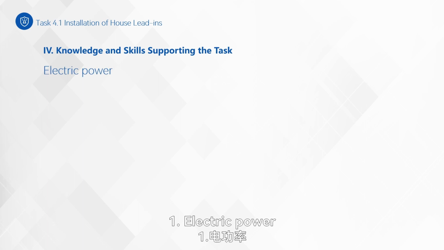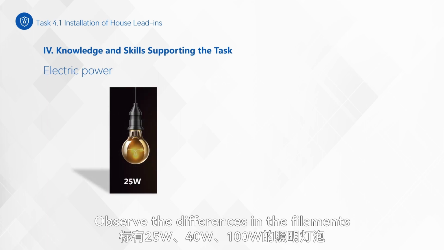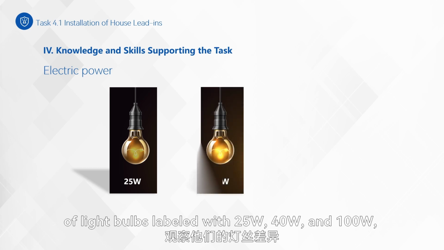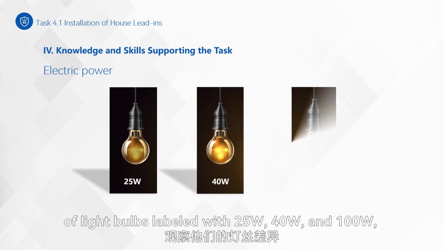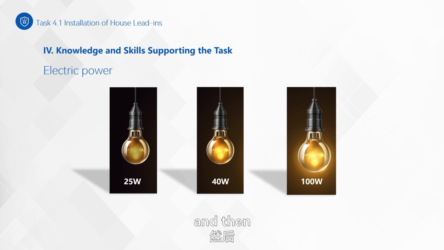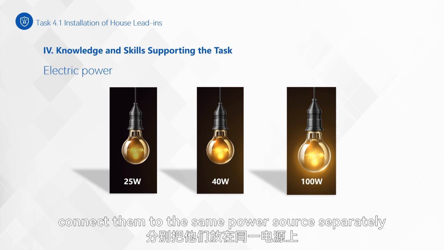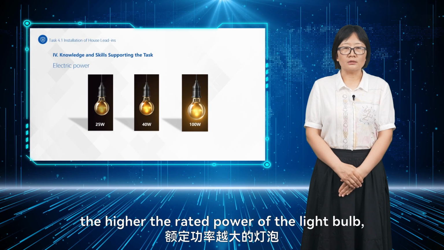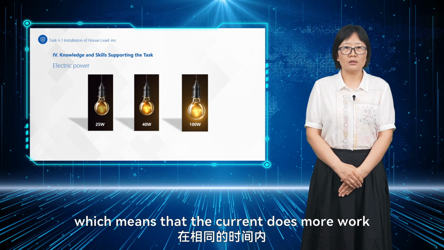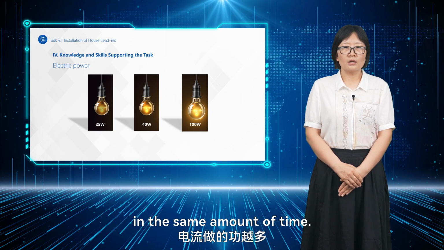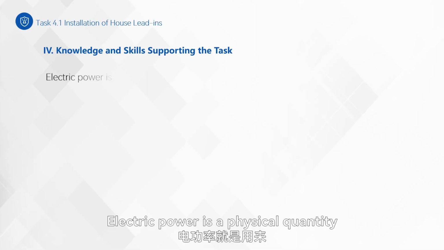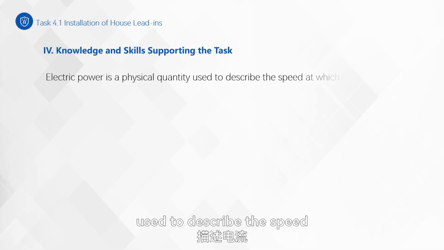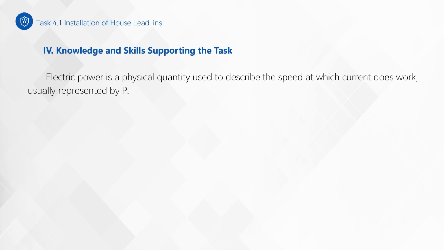1. Electric power. Observe the differences in the filaments of light bulbs labeled with 25W, 40W, and 100W, and then connect them to the same power source separately to observe the differences in their brightness. We find that the higher the rated power of the light bulb, the brighter it is, which means that the current does more work in the same amount of time. Electric power is a physical quantity used to describe the speed at which current does work, usually represented by P.